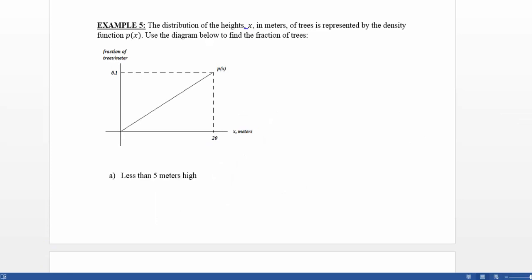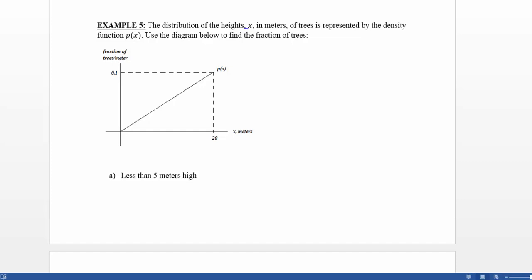Example 5. The distribution of the height x in meters of trees is represented by the density function p of x. Use the diagram below to find the fraction of trees that is less than 5 meters high.